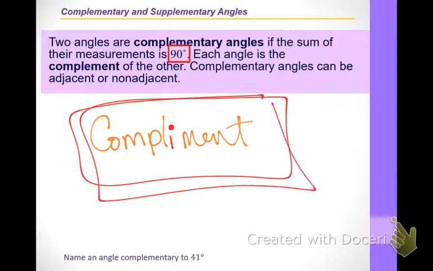Okay? When you see complimentary with that E, that means like the addition to something. Like the complimentary breakfast at a hotel, yes? Hopefully you've all been to one. That means the breakfast is added to your stay there. You can get free breakfast. Okay? So remember the difference?